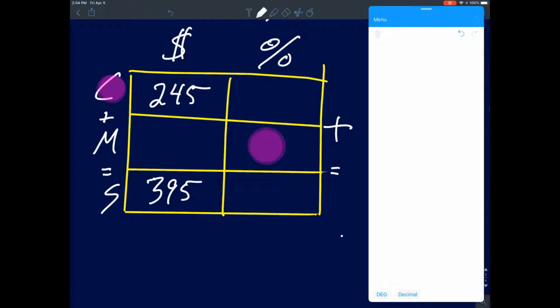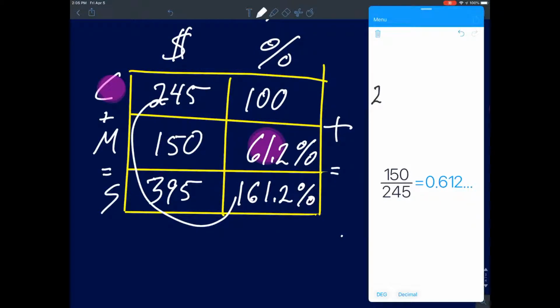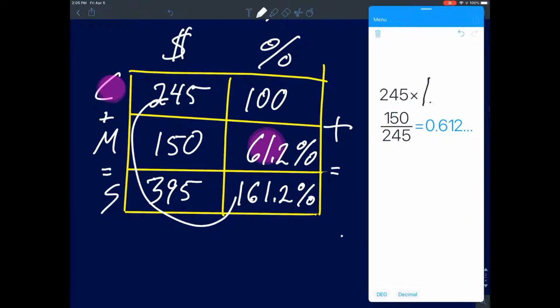Because we know this is the cost base, the 100% is here. So 100% is 245. We can find the difference of 395 and 245 to find our actual markup. $150, and 150 divided by 245 is going to give us our percent markup, which is 61.2% markup. That means that 395 is 161.2% of the original price. And just to double check that, we can do our multiplication. 245 times 161.2% should be 394. Yep, 395.